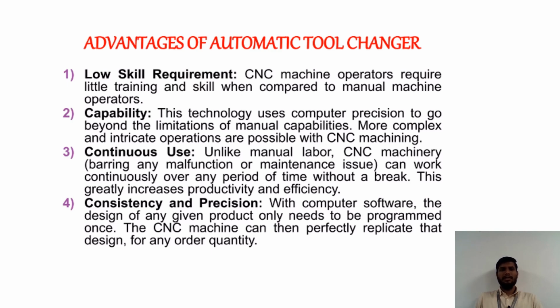Continuous use. Barring any malfunctions or maintenance, CNC machinery can work continuously over any period of time without a break, unlike manual labor. This greatly increases productivity and efficiency. Consistency and precision. With computer software, the design of any given product only needs to be programmed once. The CNC machine can perfectly replicate that design for any order quantity.